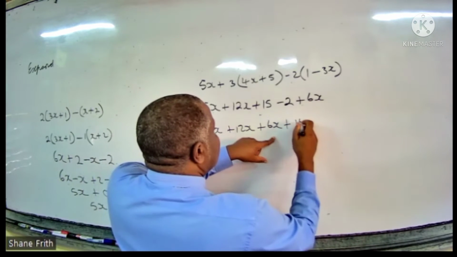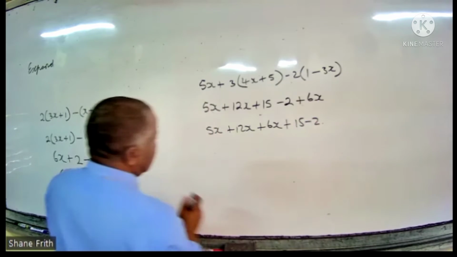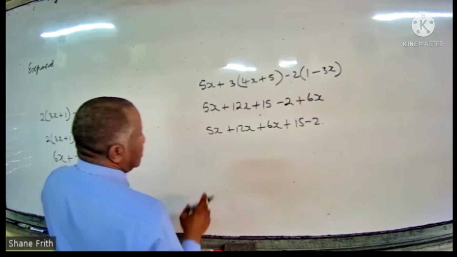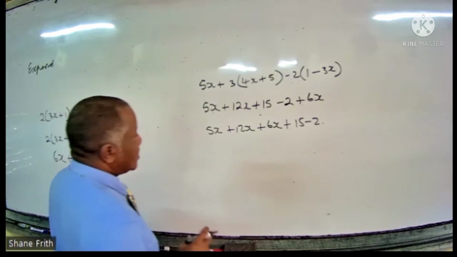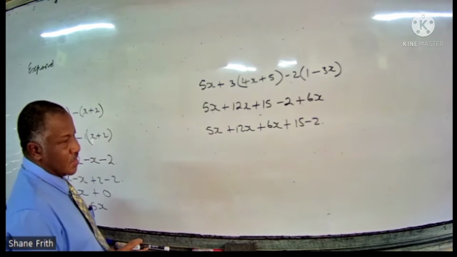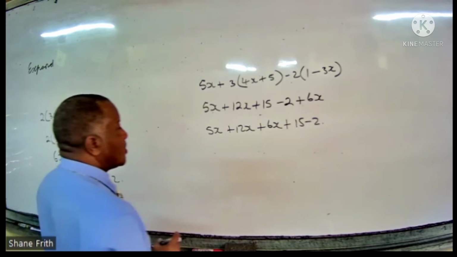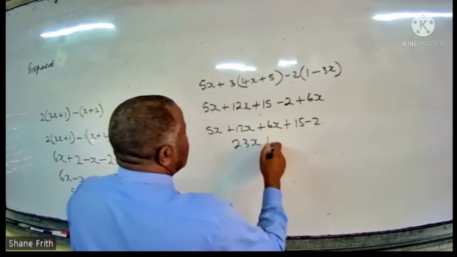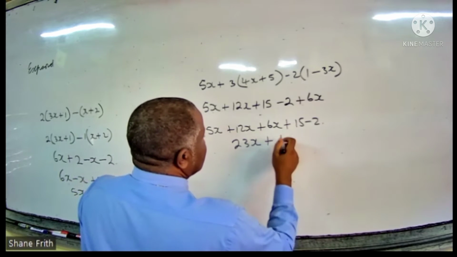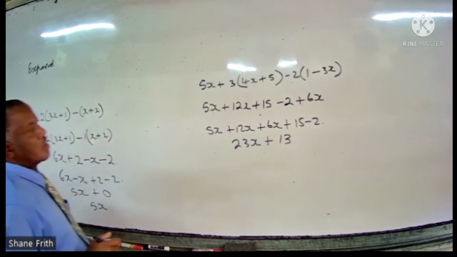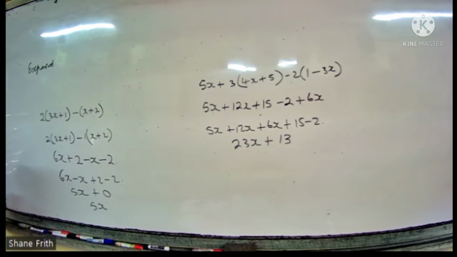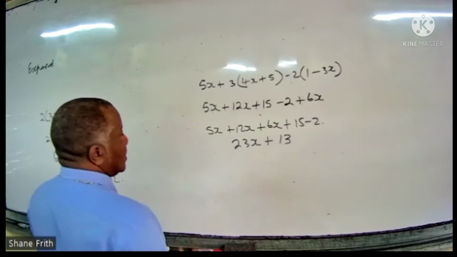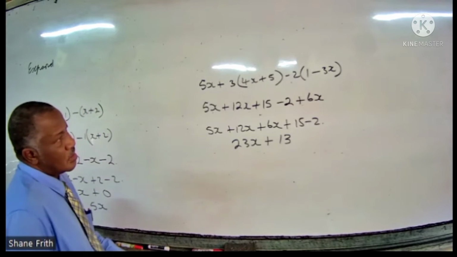Then I have 15 minus 2. All right. So 5x plus 12x will give me 17x. 17x plus 6x will give me 23x plus, and 15 minus 2 is 13. And I'm finished. So this is my answer, 23x plus 13.